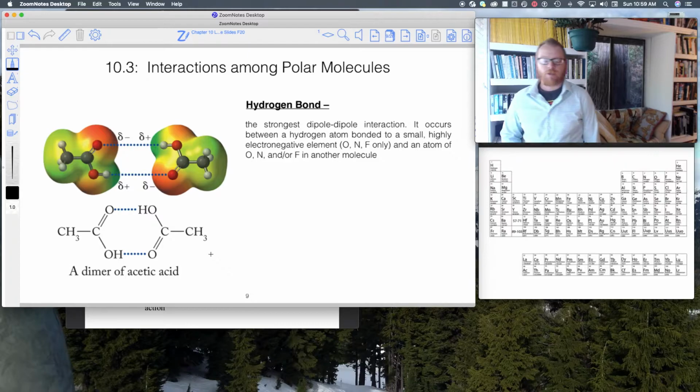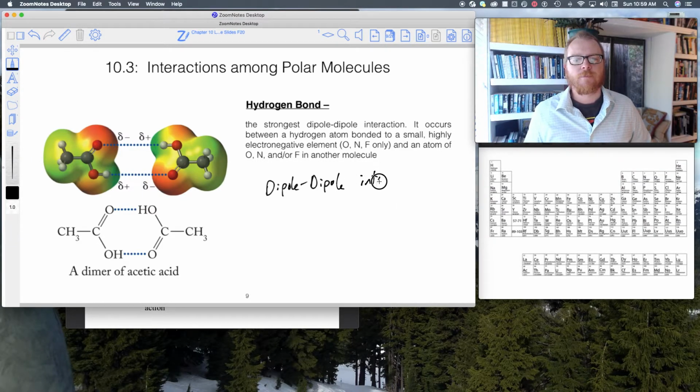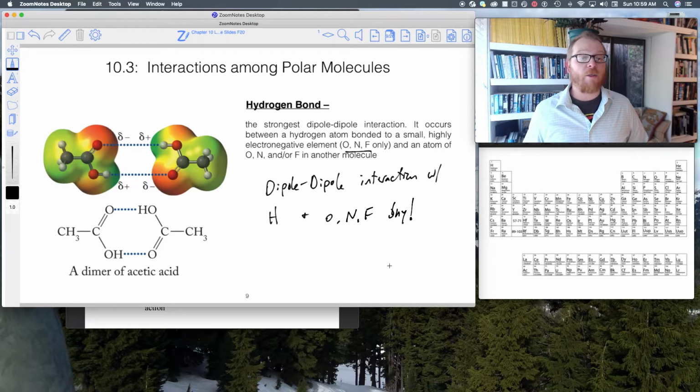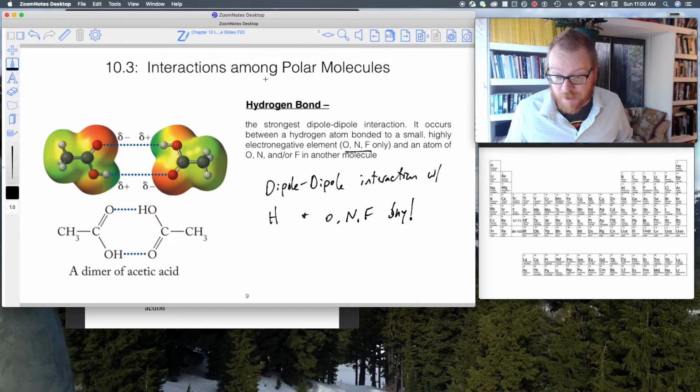So let's see here. Specifically, when we have the dipole-dipole interaction with hydrogen and look at this, oxygen, nitrogen, and fluorine only, we call this the hydrogen bond. And it's important to note this is not an intramolecular hydrogen bond. This is an intermolecular hydrogen bond.